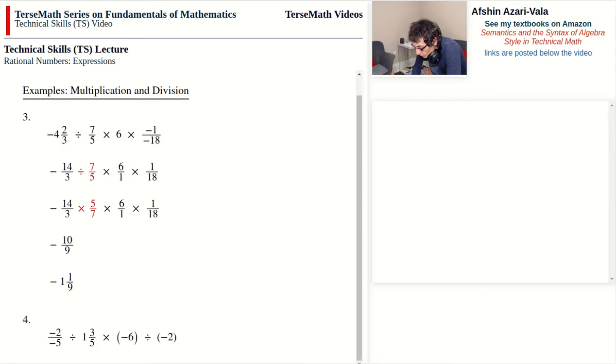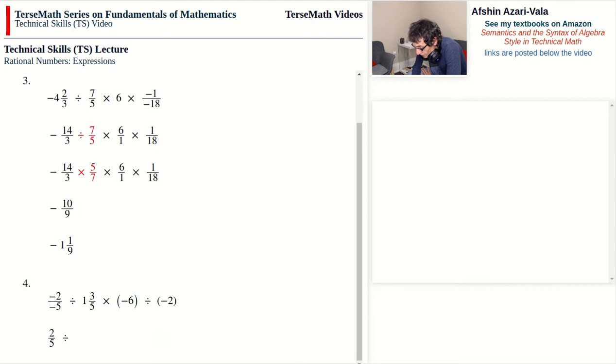Problem number 4, -2 over -5 divided by 1 3/5 times -6 divided by -2. And now we have 4 negatives, so the answer will be positive, and we can just ignore the signs. Initial fraction is 2/5 divided by, we convert 1 3/5 to an improper fraction to get 8/5. Then we multiply by 6/1 and divide by 2/1. You see, once we take care of the signs, it becomes much simpler.